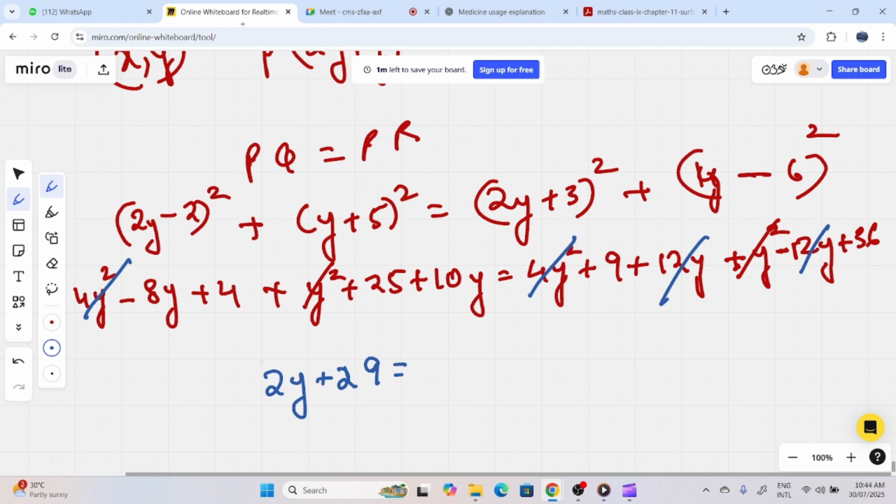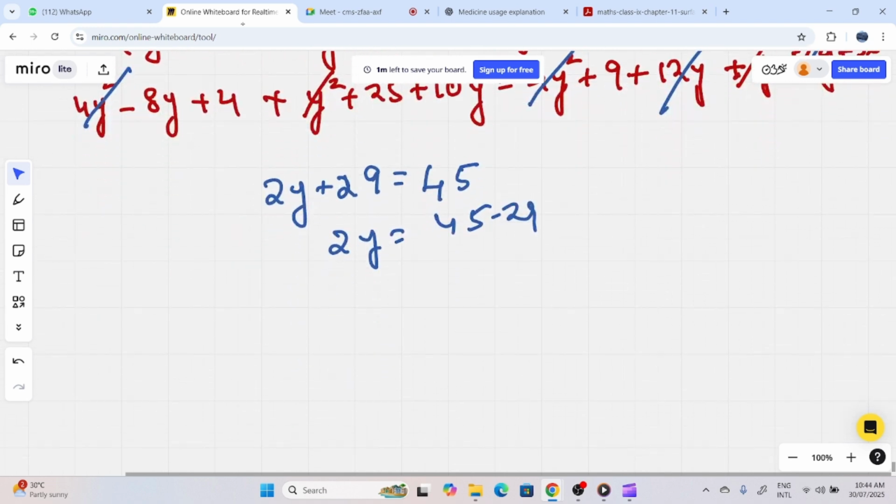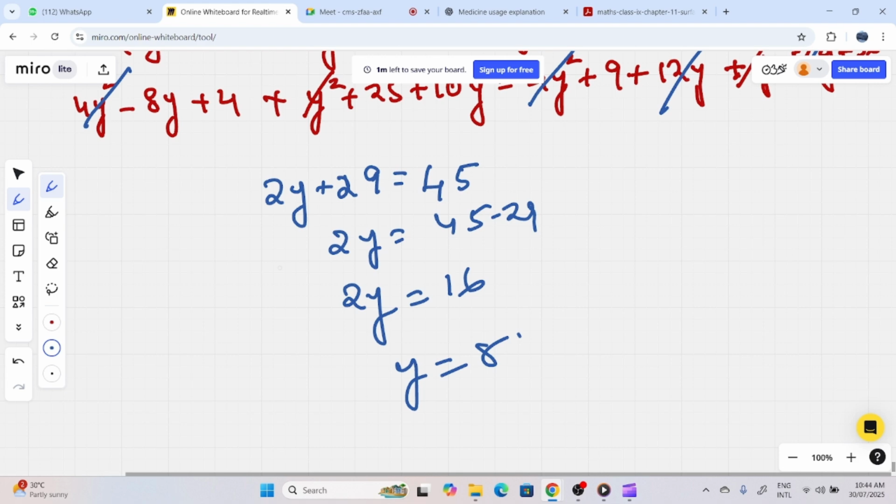I'm just saying 45, right? Yeah. So 2y equal to 45 minus 29, that is 16, right? Y is 8. So y is 8. Correct?